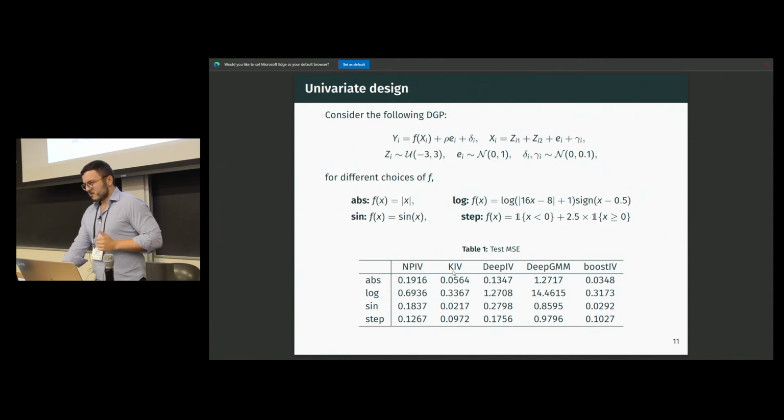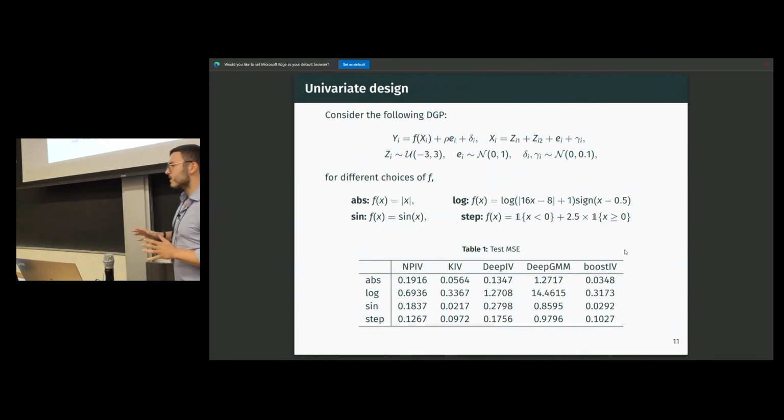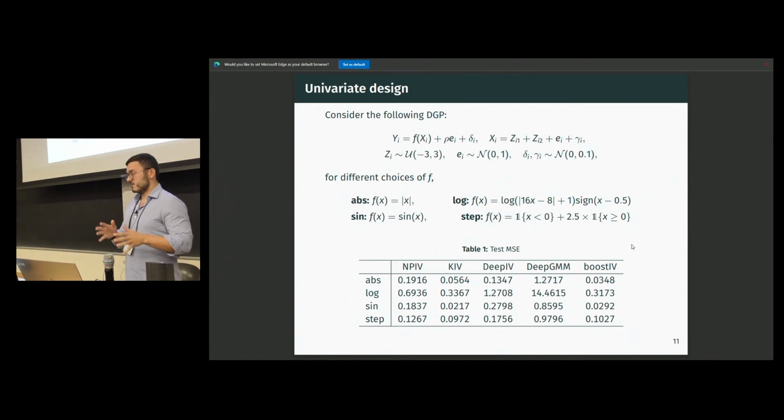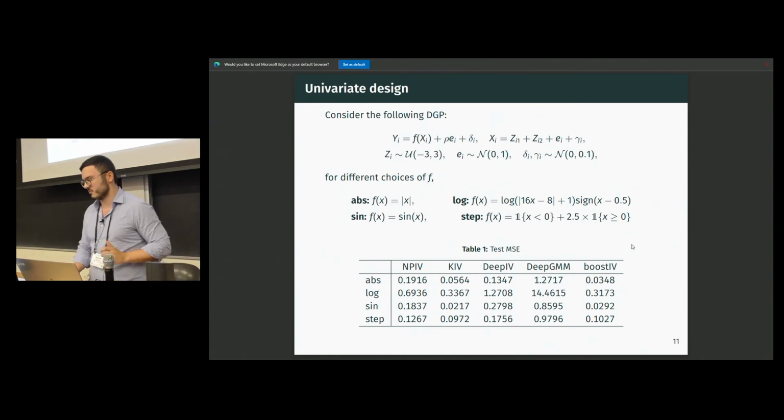The final thing is that KIV and Boost IV perform pretty much the same. They have very small MSEs compared to other estimators. We're happy with this result because, judging from my experience with the kernel IV regression, their setup is very, very powerful. Since we get results close to them, and in some designs we beat them, we're pretty happy that we can achieve that level of performance.